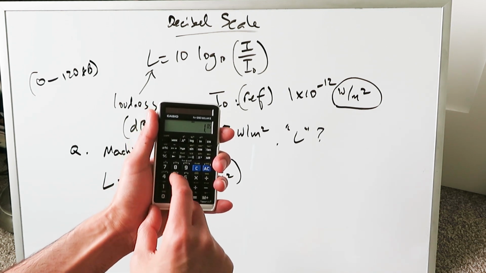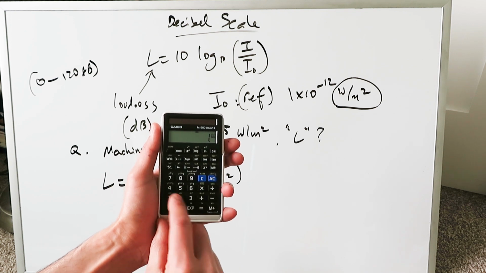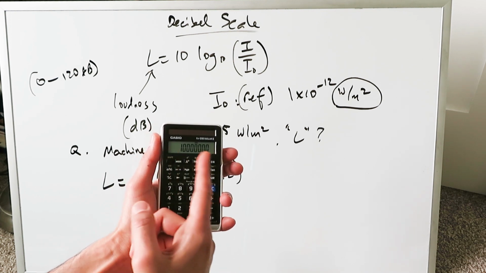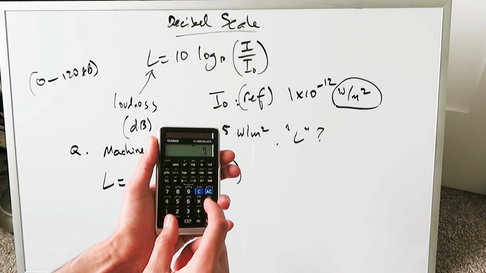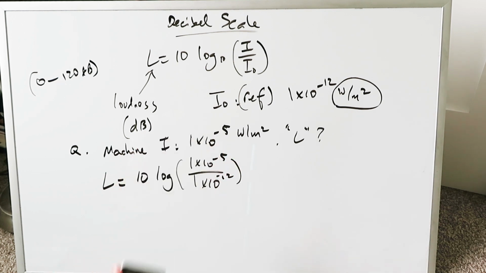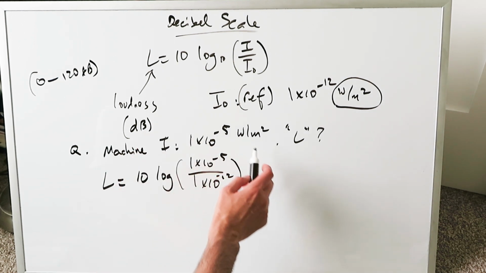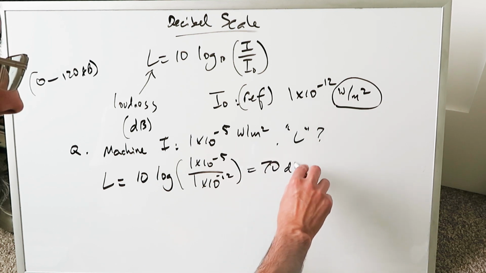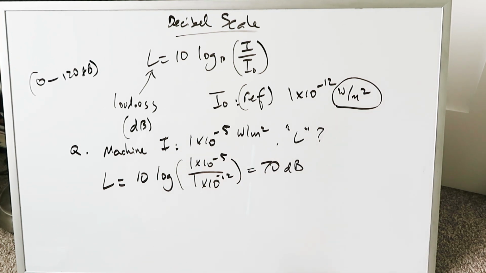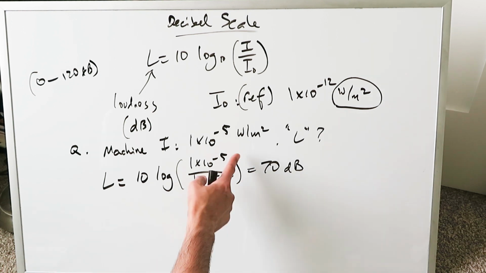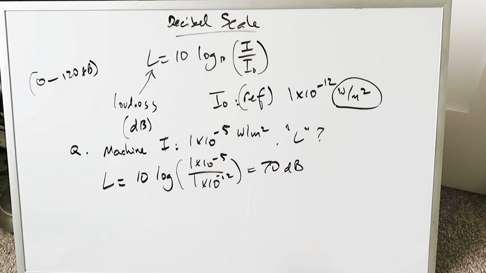1 times 10 to the minus 5 divided by 1 times 10 to the minus 12, I'm going to do the log of this. When I do the log of this, I'm getting 7, times that 10, I'm getting 70. So this machine, which has a certain intensity, has a certain noise it makes, or loudness, and that's 70 decibels. Remember, again, everything here is by factors of 10. It's just like the pH scale, where you're converting concentration into pH by means of the log base 10. Here you're converting intensity to loudness by a base 10 logarithmic scale. Exactly the same. Let's look here at another question.